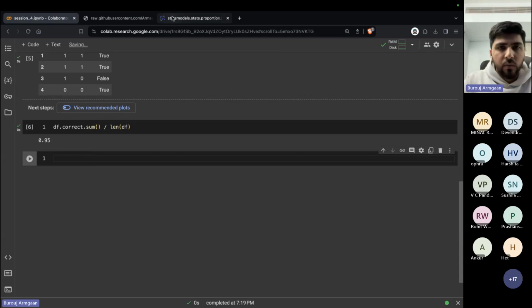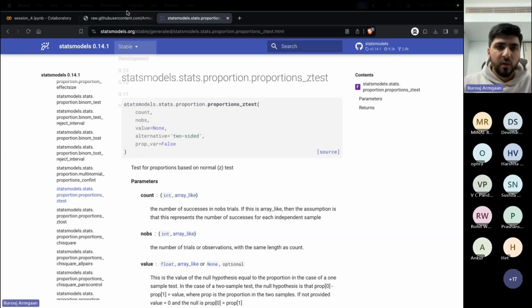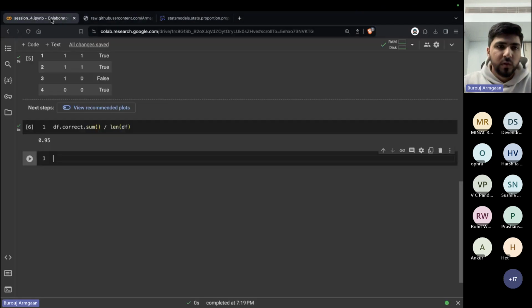So if we look at this function, it expects these values. The first one is how many times you get a correct result. Number of observations says how many trials you conducted. In this case, it will be how many samples are there in your survey. And then it takes a value, that is, what is the probability that an individual result will be correct.